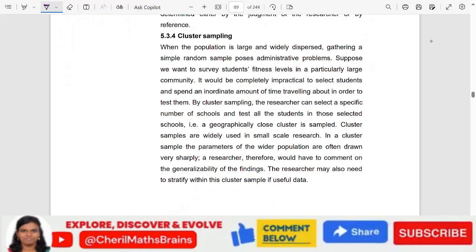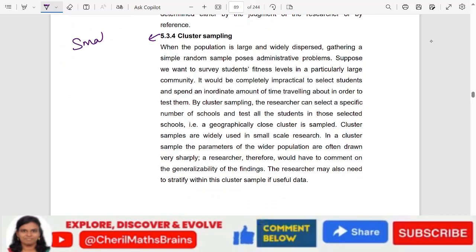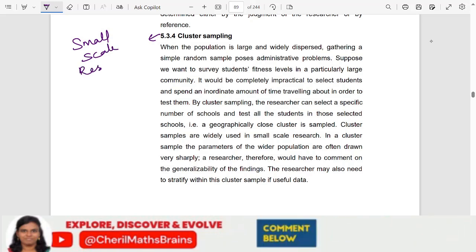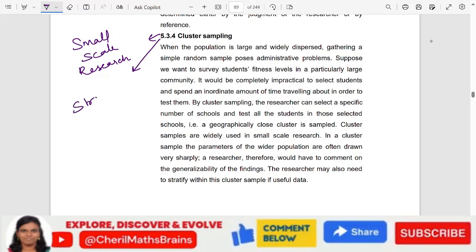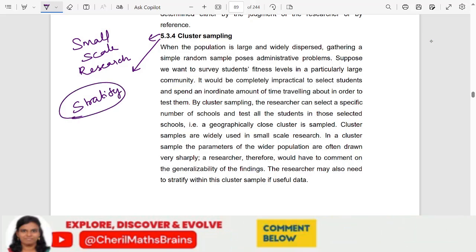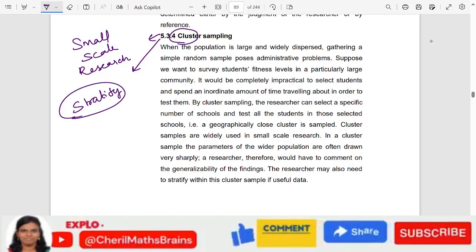Next one, cluster sampling. So cluster sampling will be used in small scale research. Okay, in small scale research you will be using this, and here you will do again some kind of strategy. Okay, you're going to do some stratifying within a cluster. So what is this cluster all about?